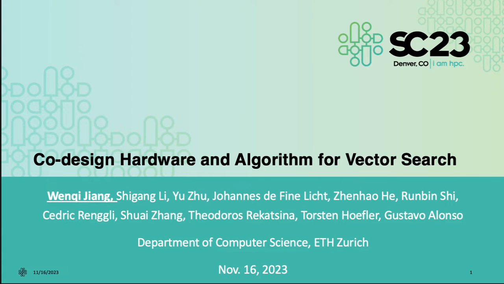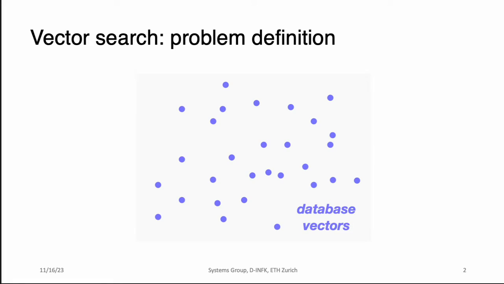I'm going to talk about vector search. If you haven't heard about vector search yet, it has become an increasingly popular component in generative AI, powering some of the latest large language models, including ChatGPT. In this talk, I'm going to share with you how to achieve high-performance vector search via hardware acceleration.